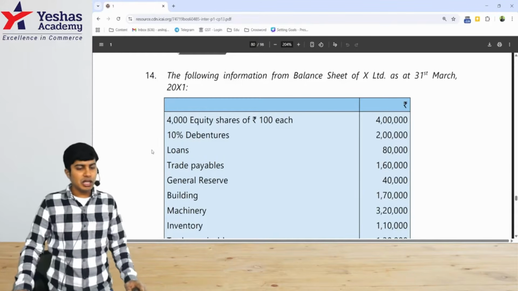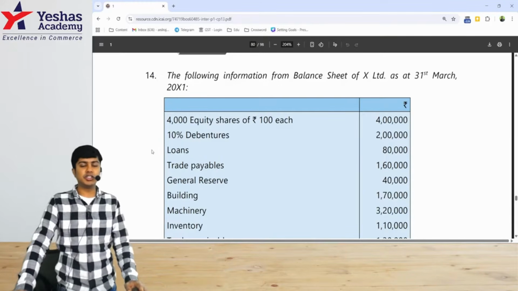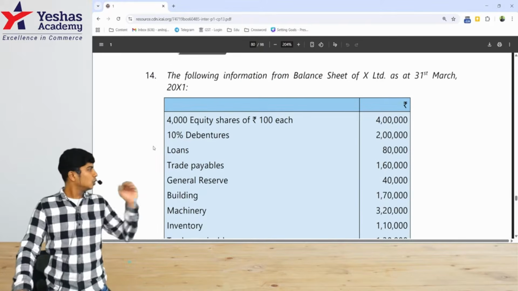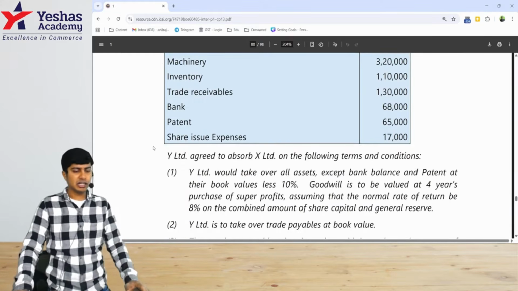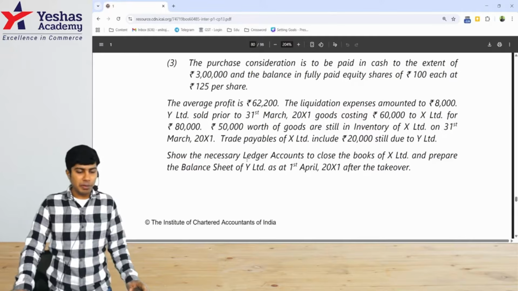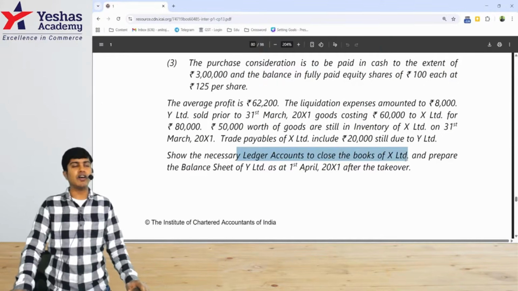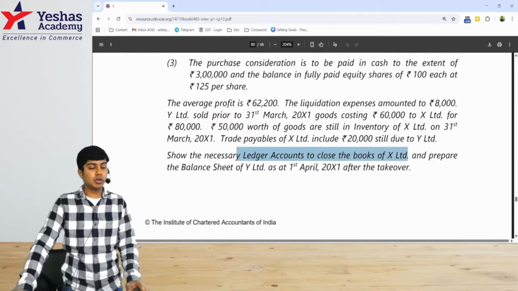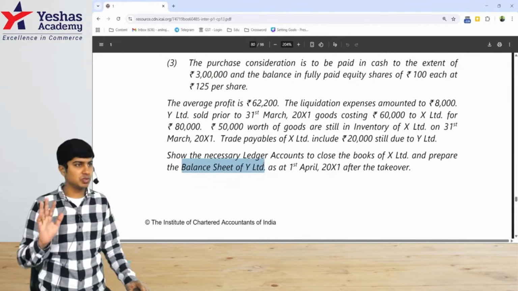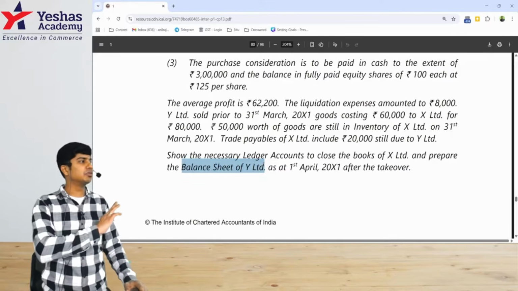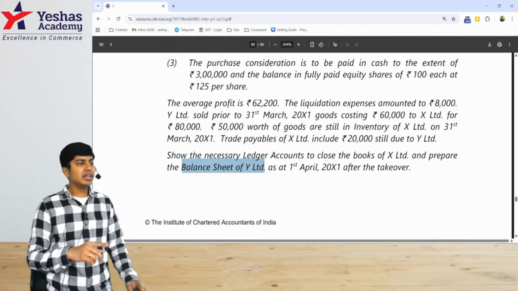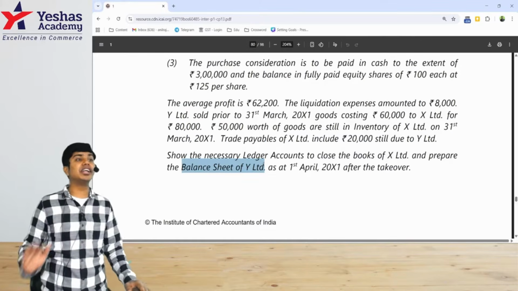Start reading this question. The following information from the balance sheet of X Limited as at 31st March 2021 is being made available. Don't waste your time reading this balance sheet extract. Quickly come to the end of the question and see what it is that they need. They want you to prepare ledger accounts to close the accounts of X Limited. And they also want you to prepare a balance sheet. They haven't asked you to pass journal entries in the books of transferor, nor in the books of transferee. In the books of transferor, they need ledger accounts. In the books of transferee, they straight away need a balance sheet.